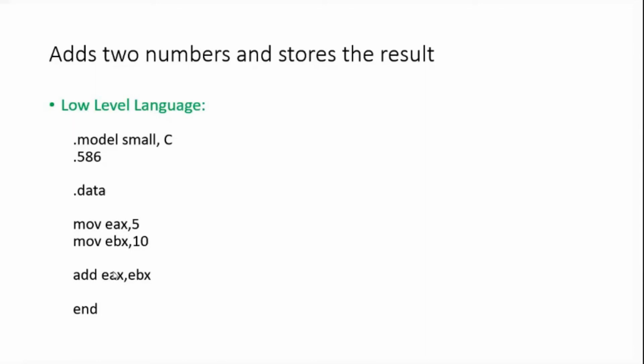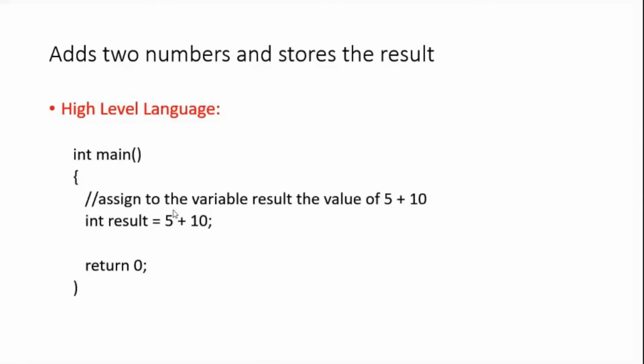Again, comparing the understandability, this is not that understandable. We don't know what this MOV says, or what .model small says, or what .data says, and they seem not to be required for the program either. So this is not that understandable, but the high-level language is easily understandable.